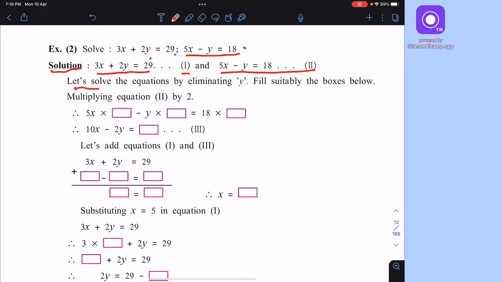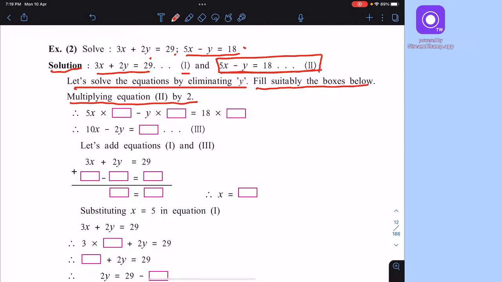Now let us solve the equations by eliminating y. Fill in the boxes below suitably. This type of questions are asked in examination. For each fill up you have half marks. So here they are saying multiplying equation 2 by 2. This is the equation 2.